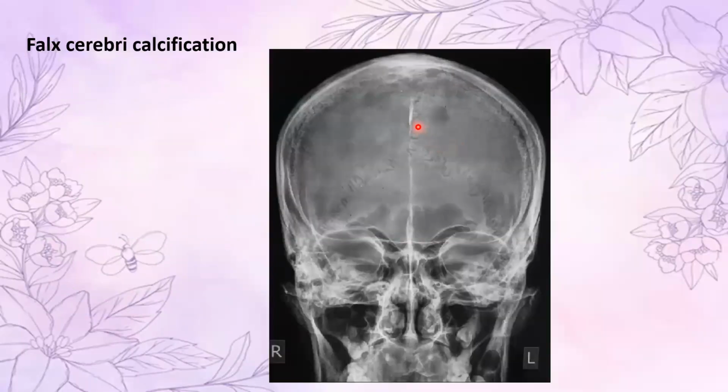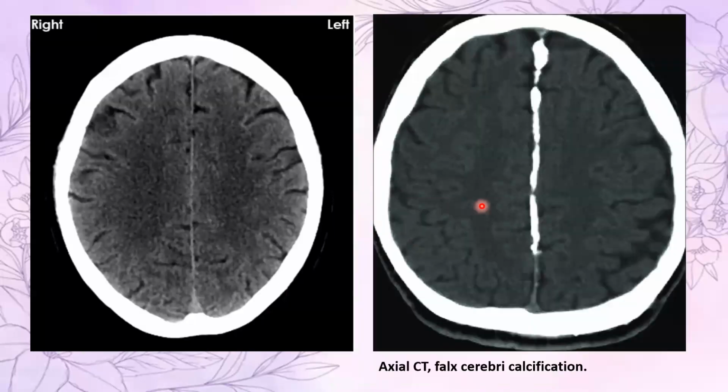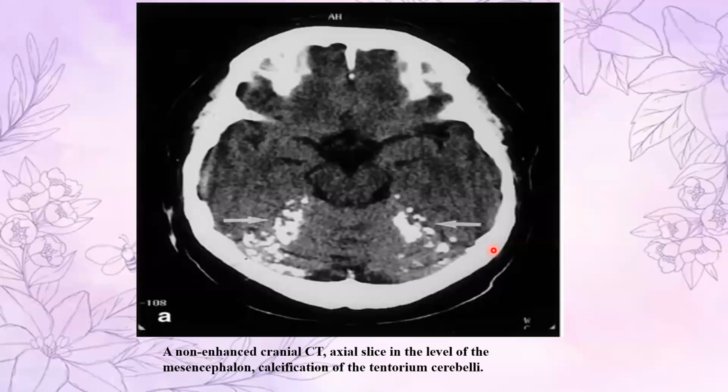We can see in this X-ray there is falx cerebelli calcification in the midline. In this axial CT, we can see the normal falx cerebri, while there is falx cerebri calcification in this axial CT. Okay, in this axial CT, we see calcification of tentorium cerebelli.